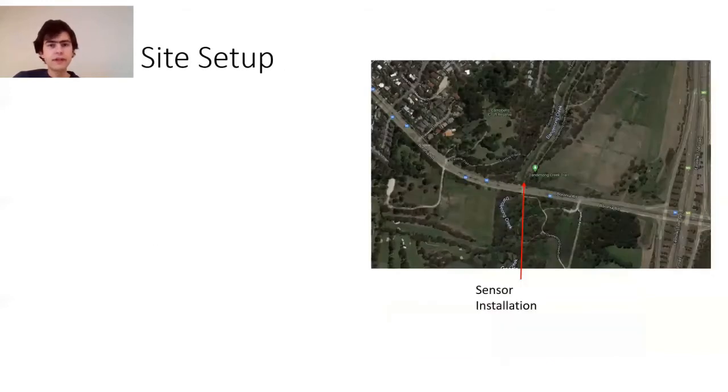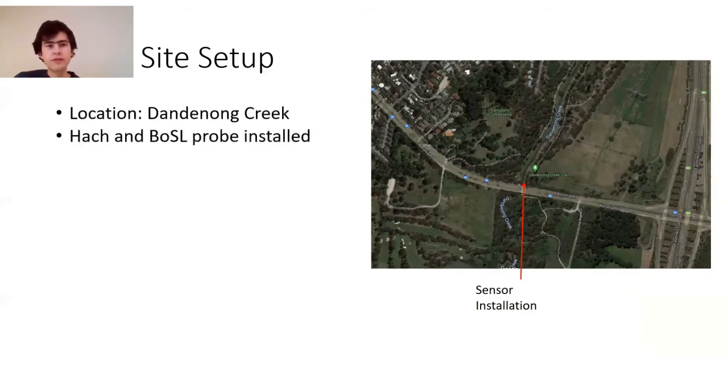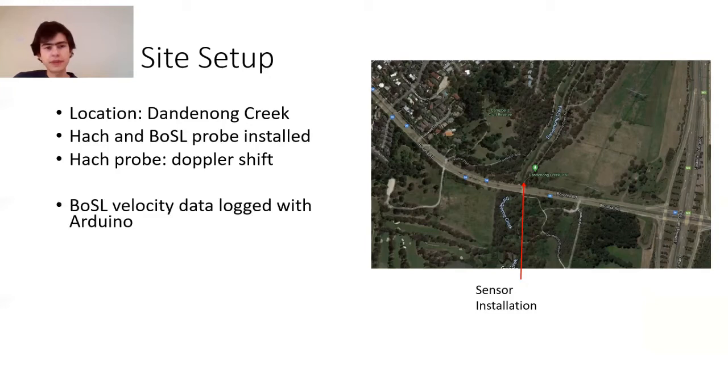For our site setup, we installed the sensors at Dandenong Creek. We have the HAC and BoSL probes installed so we can compare their measurements. The HAC probe also uses the Doppler shift technology to measure the water velocity.